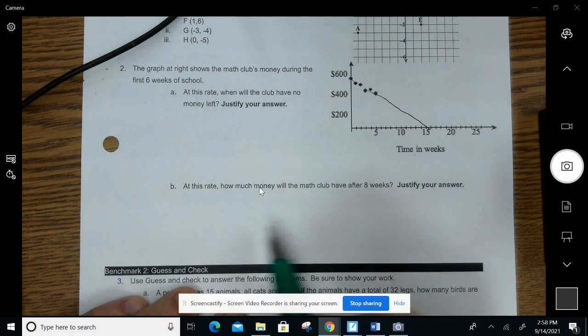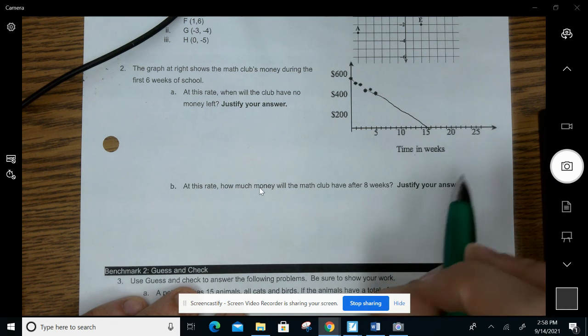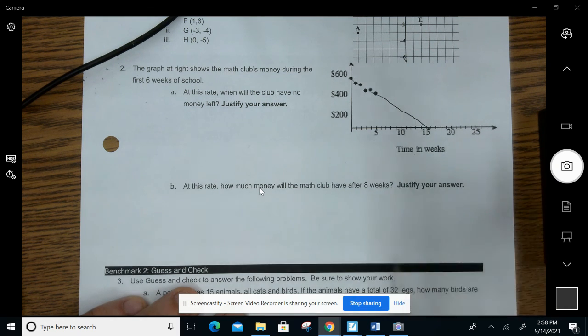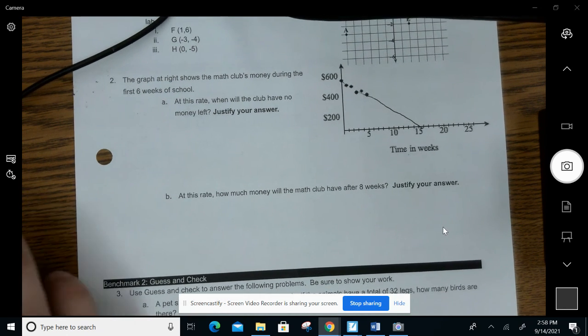And justify your answer. Explain how you got it. I went to 8 weeks on the X and I did this, and this. So those would be my tips there. Check the answer key for a little bit more of a detailed answer.